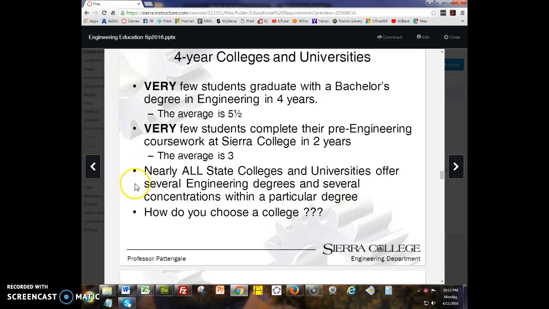Nearly all of the state colleges and universities offer several engineering degrees and concentrations within a particular degree. So in my chemical engineering degree, I had an applied math concentration, so I chose a collection of elective classes that together made a concentration. So you don't have to have a concentration, but you might choose to if you're, say, very interested in automotive. Then you can have your electives be in the automotive engineering and have a concentration.